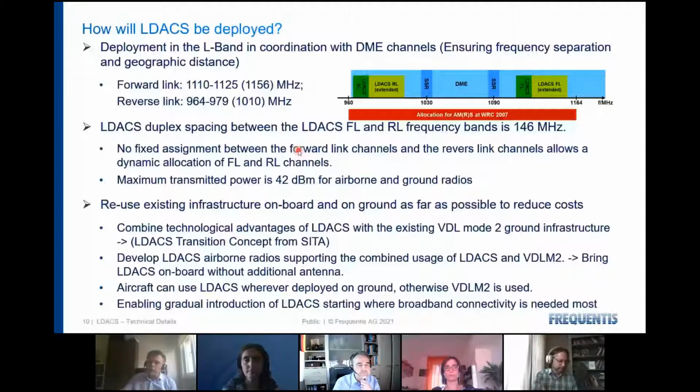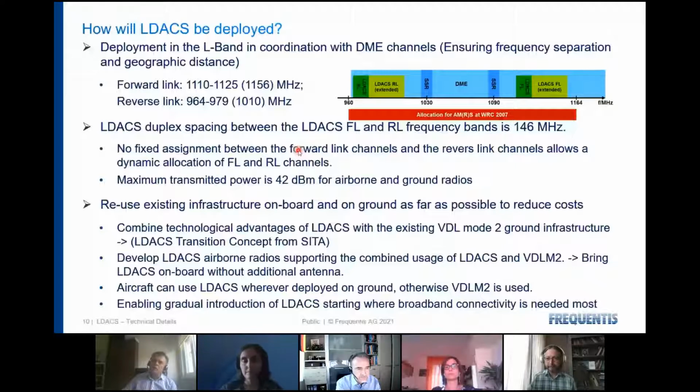Regarding the reusing of the existing infrastructure and the deployment, for deploying LDACS, the reuse of existing infrastructure on board and on ground is key to reduce the costs. So that means on ground it's needed to combine the technological advantages of LDACS with the existing VDL Mode 2 infrastructure. Such an LDACS transition concept will be presented by SITA in the next webinar.